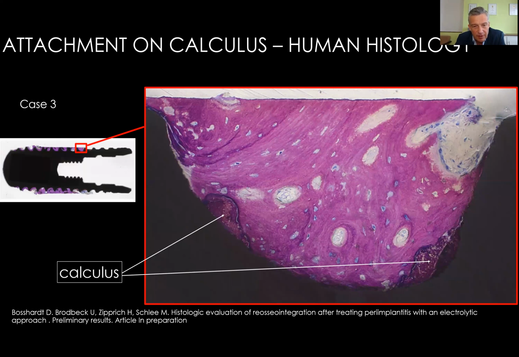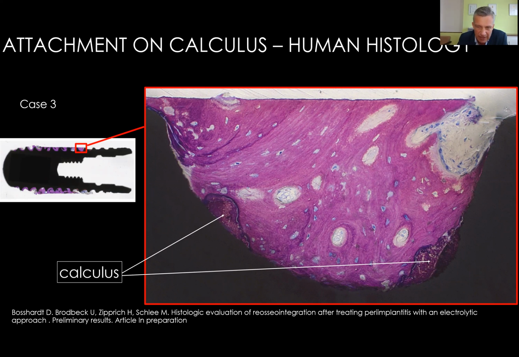And this is the most interesting histology I ever saw, because this is a re-osseointegration on calculus. This was an area which was exposed, covered by calculus. Of course, we try to remove it, but it is difficult to remove any calculus from the underside of any thread in a crater-like bone defect. And so we were always a little bit afraid what will happen with undetected calculus. And this is the answer, the first clinical histology of re-osseointegration on an implant and on calculus.